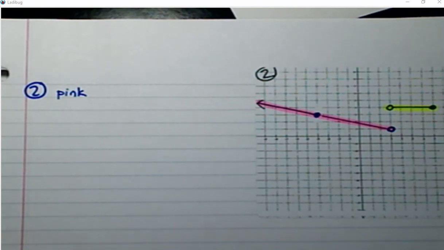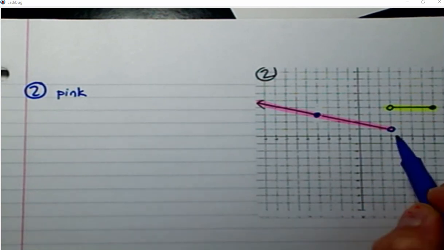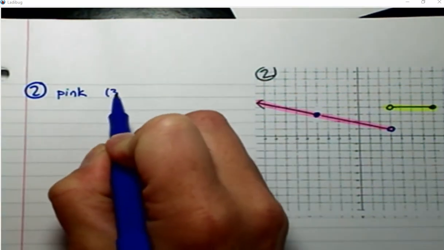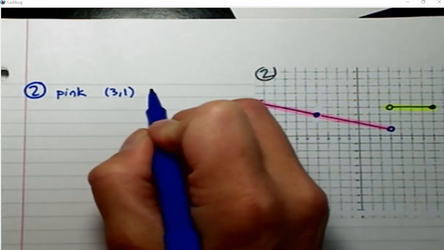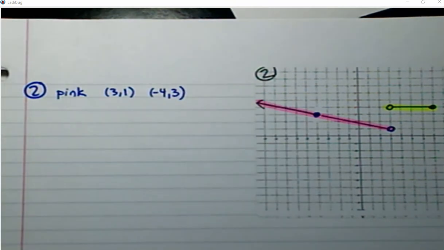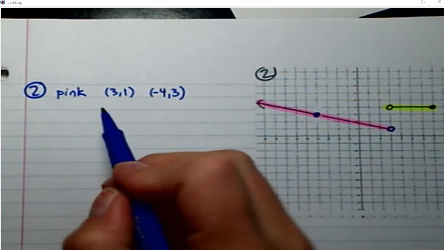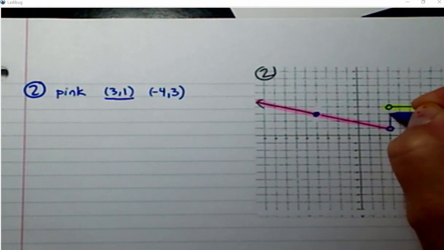Okay. So I have 2 points. I have the point (3, 1), and I have the point (-4, 3). When I write the equation, I prefer to use the positive numbers just because I like them. And I'm going to count my slope.